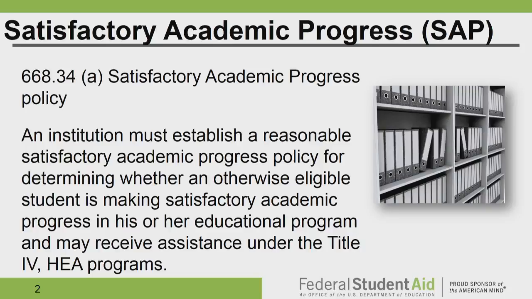Previously, SAP regulations were in 3 different locations, and part of what this rulemaking did was to consolidate them into one area. SAP regulations are now located all in 668.34. From Section A, we have the policy statement that talks about establishing a reasonable SAP policy to determine whether otherwise eligible students are making progress in their educational program and eligible for Title IV aid.